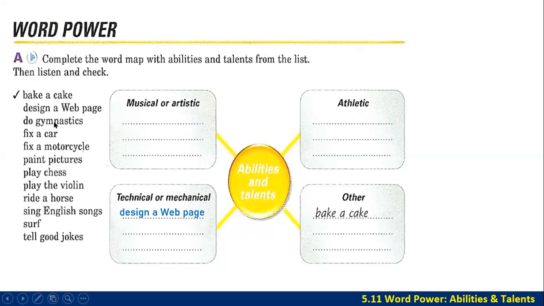What about do gymnastics? Where would you put it? Athletic. Athletic, muy bien. What about fix a car? Technical or mechanical, very good. What about fix a motorcycle? Technical or mechanical. What about paint pictures? Musical or artistic. Muy bien. What about play chess?